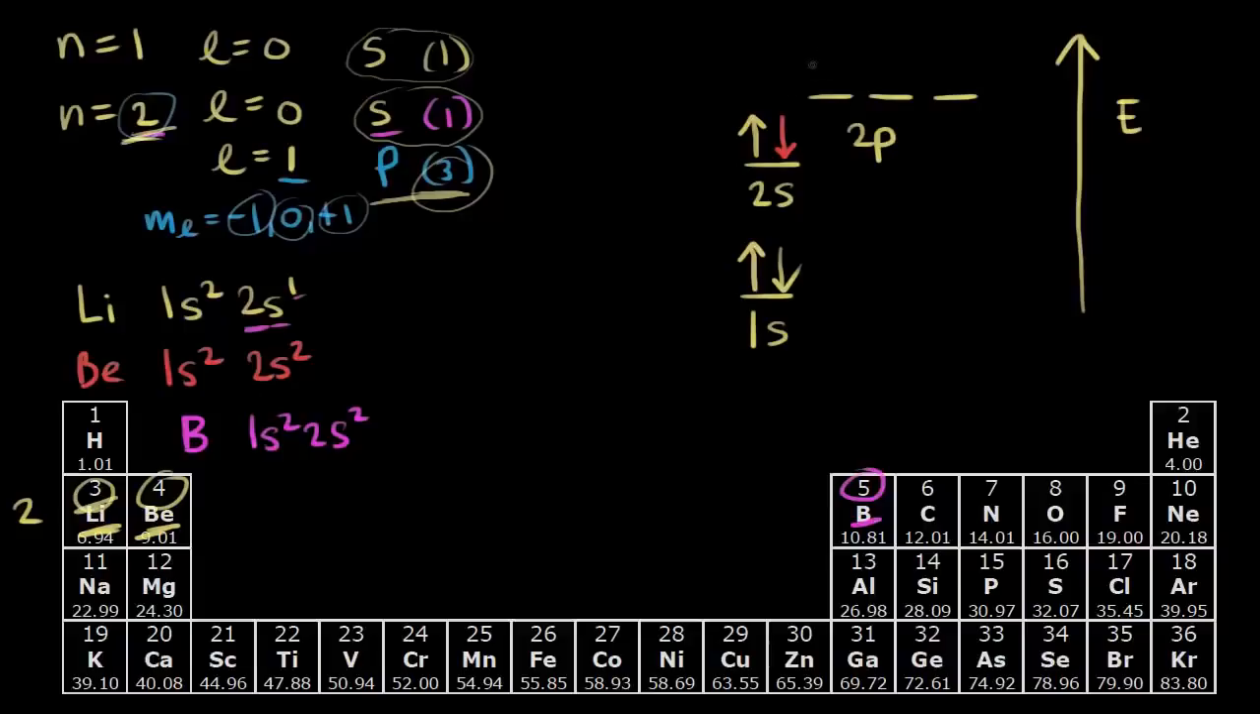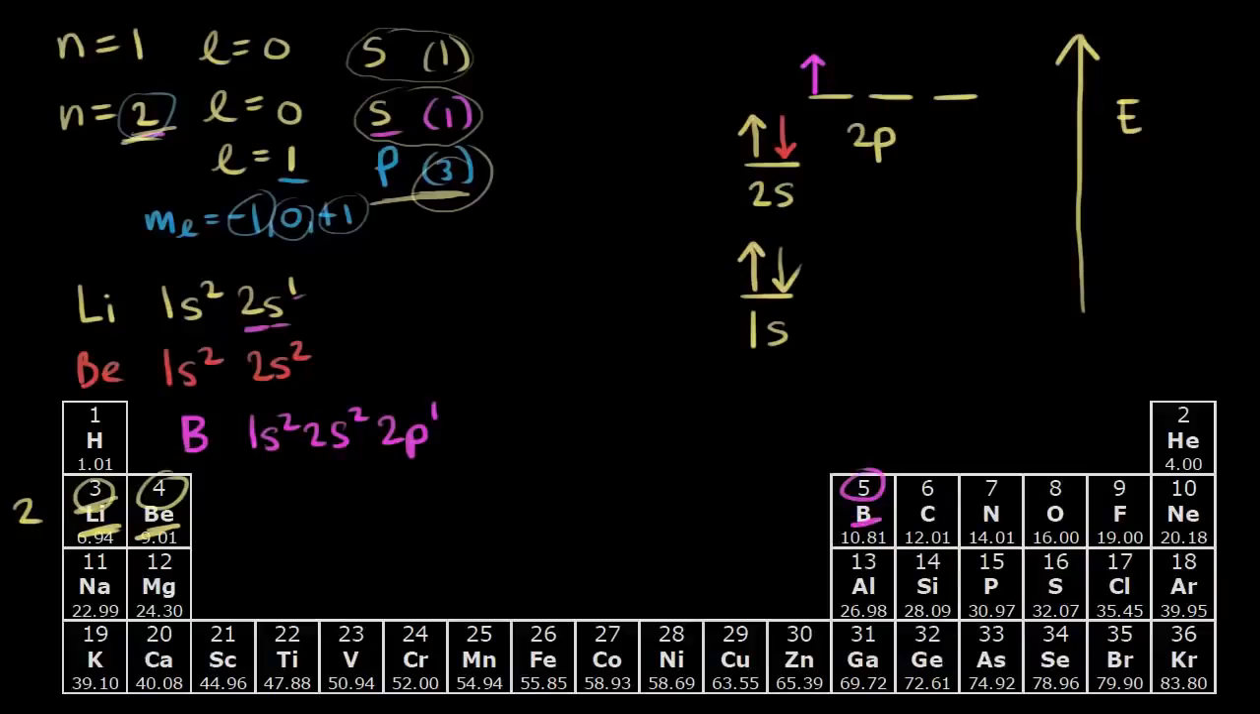The 5th one goes into the next available orbital here. So we're going to put the electron in. The 5th electron for boron goes into a 2p orbital. So we would write 2p1, indicating that the 5th electron for boron went into a p orbital in the second energy level. So 1s2, 2s2, 2p1 is the full electron configuration for boron.